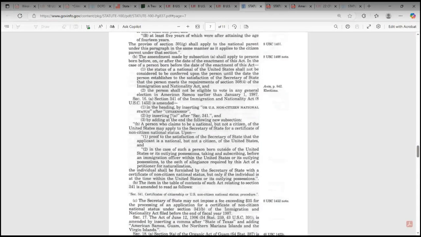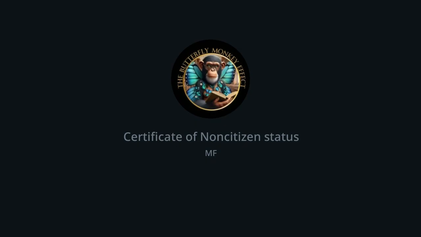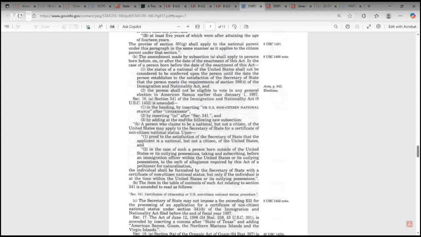What else did they change? By inserting quotations "A" after Section 341 and by adding at the end the following new subsection. Now, this is in quotations. This is literally what we just read. "B, a person who claims to be a national, but not a citizen, of the United States may apply to the Secretary of State for a certificate of non-citizen national status," and the rest we already read. So this did not exist until 1986. But for me, I still want to know who these classes of persons are.